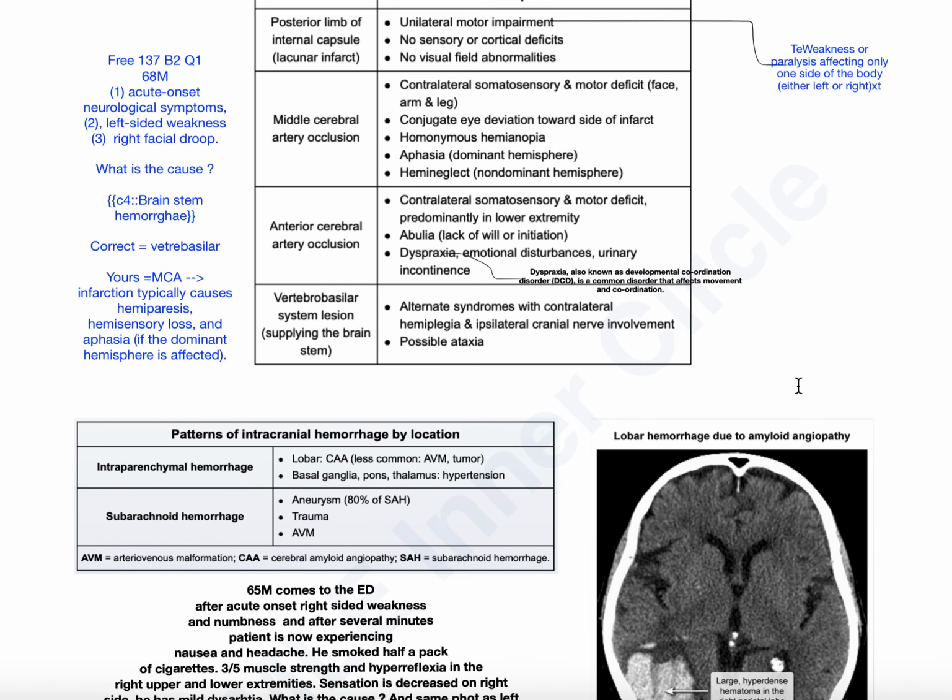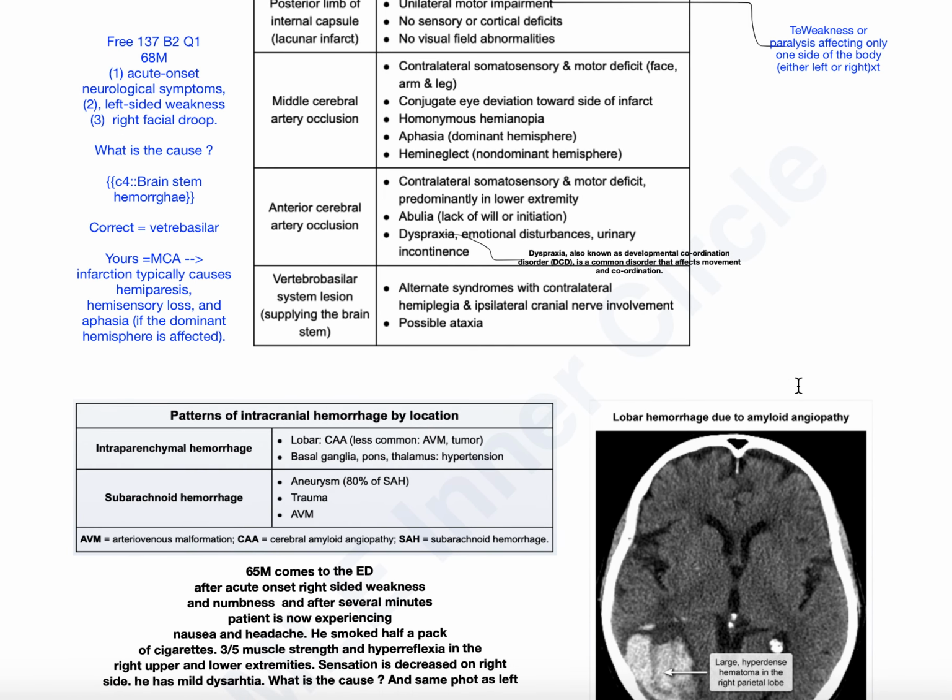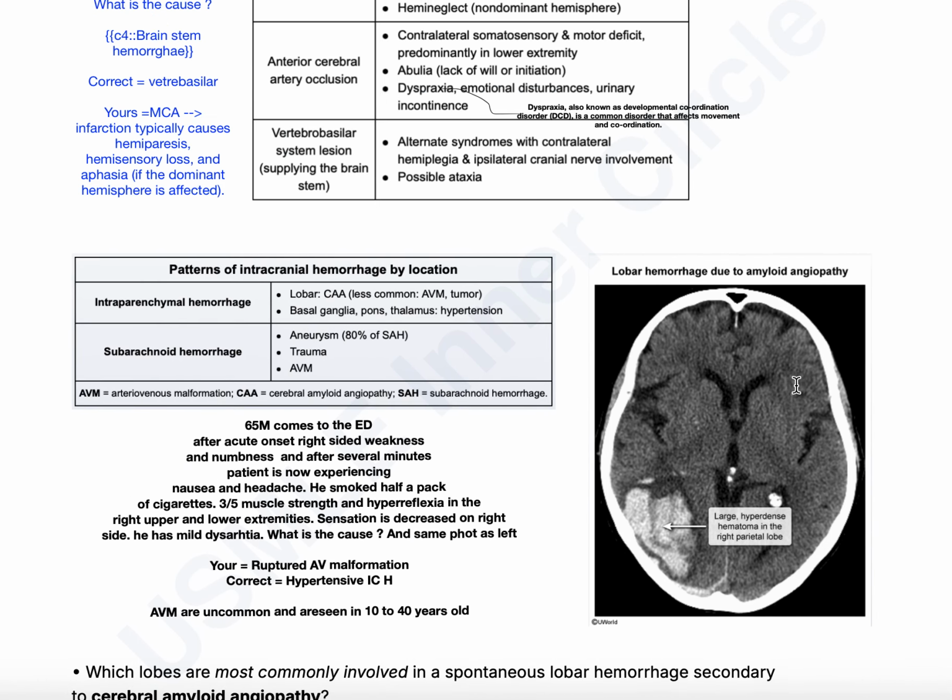Then we're going to see, let's say, a 65-year-old man who comes over here with right-sided weakness and numbness after several minutes. The patient is now experiencing nausea and vomiting. He smoked half a pack of cigarettes. And then we have weakness in the right upper and lower extremity. Sensitivity is decreased on the right. What's the cause? So it's going to be on the left. Okay, so a left hemorrhage, intracranial hypertension.